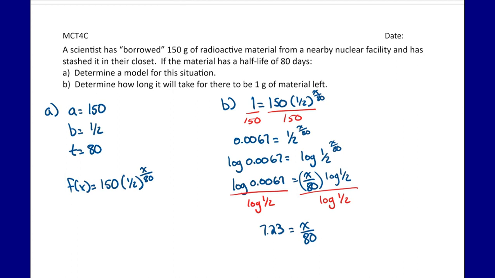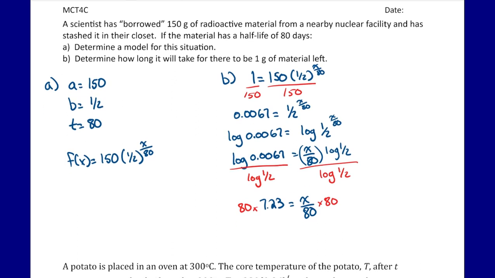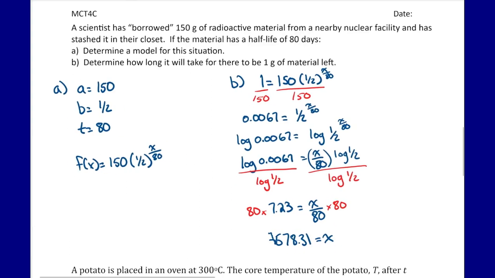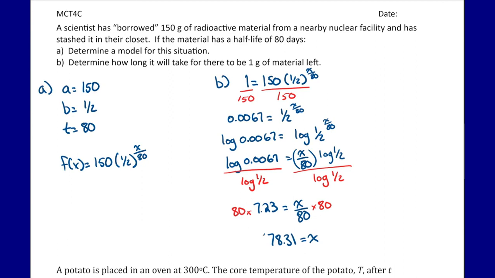And now to get x by itself, we multiply both sides by 80, opposite operations, and we are left then with 578.31 equals x. So that means it would take 578.31 days for this 150 grams of radioactive material to decrease to 1 gram of radioactive material.